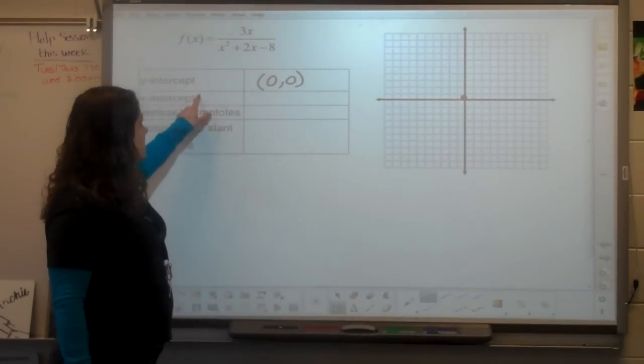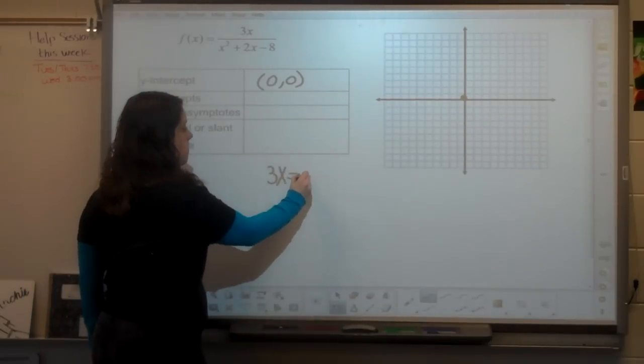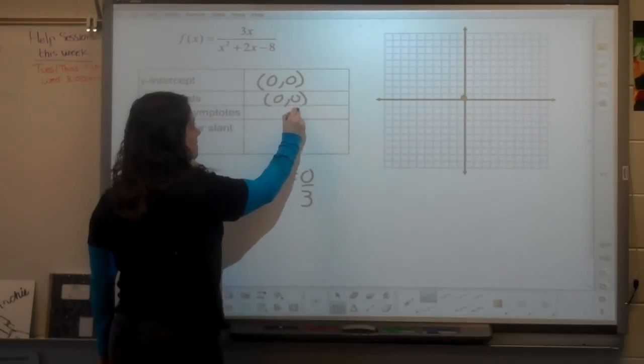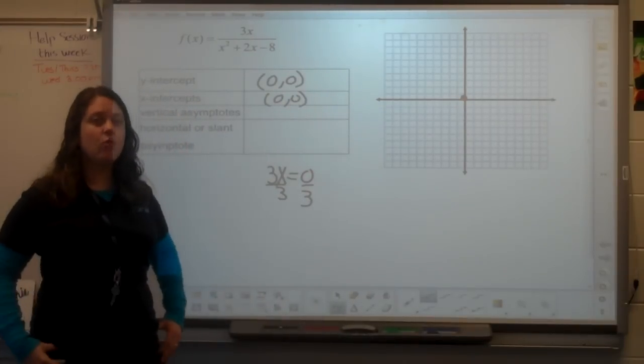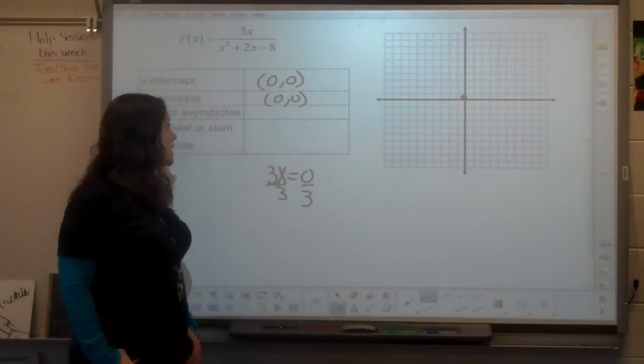Now, for my x-intercept, I know I'm going to use the numerator, so I set the numerator equal to 0. So again, I have (0, 0). So I only have one x-intercept and one y-intercept, both of which are (0, 0) in this case.